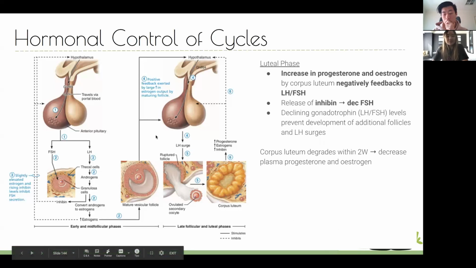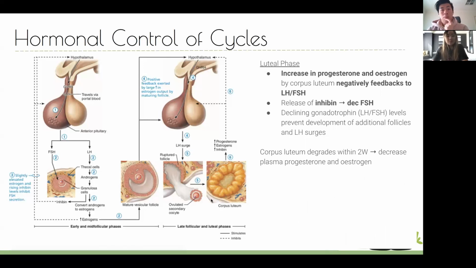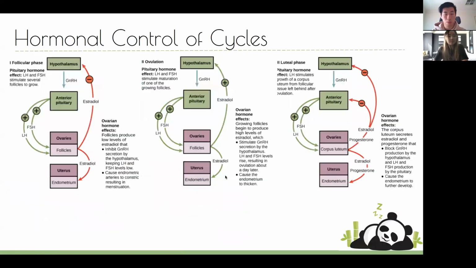And then you enter your luteal phase because ovulation has happened. You have your corpus luteum. You have more secretion of progesterone and estrogen by the corpus luteum, which negatively feeds back to LH and FSH. And it also releases inhibin, which decreases FSH. And declining levels prevent development of additional follicles and prevent additional LH surges, which would cause more ovulations. And then the corpus luteum degrades within 2 weeks. This is another summary for people who want to look at this.